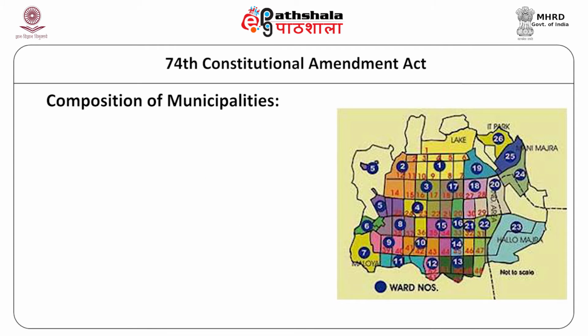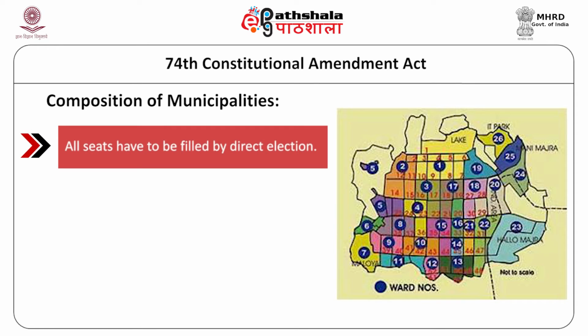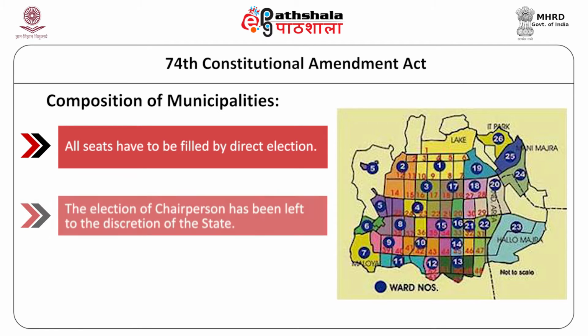Composition of urban local bodies. The seats of the urban local bodies, that is, the number of members, are to be filled by direct elections by dividing the area into wards. In the case of the chairman or the presiding officer, the states have discretion either to directly elect him or to indirectly elect him.